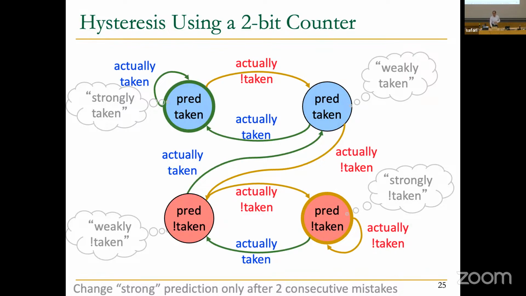Does that make sense? So the key takeaway is you change a strong prediction only after 2 consecutive mistakes, not after 1 mistake. Okay, so this can be generalized to 3-bit counters, 4-bit counters, but usually people use 2-bit counters. We will see an example where people use 3-bit counters also.